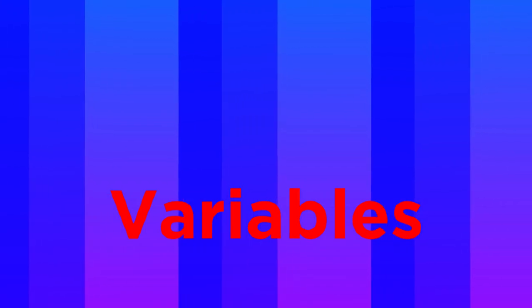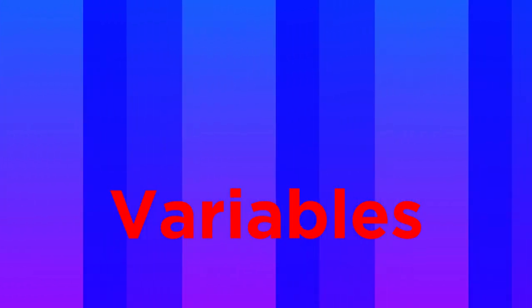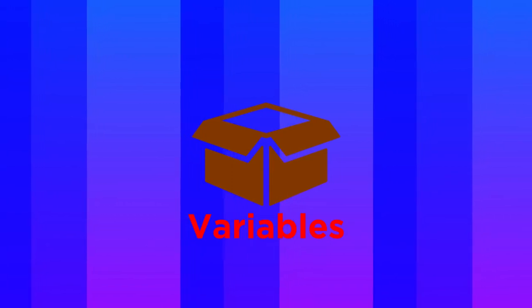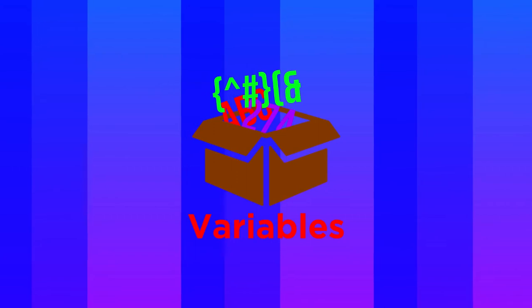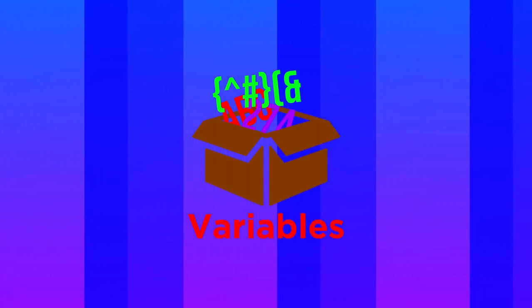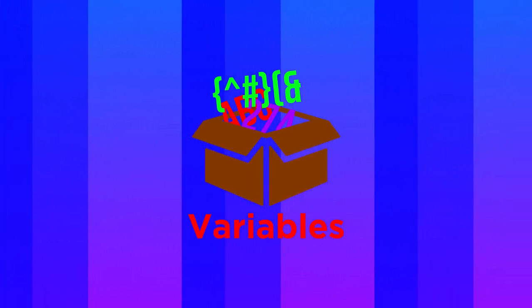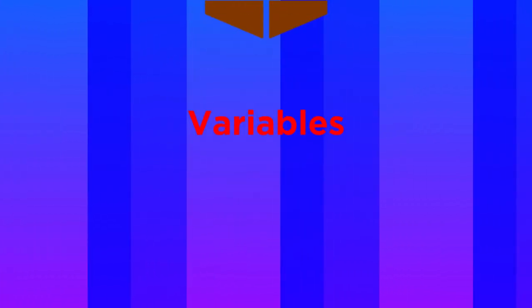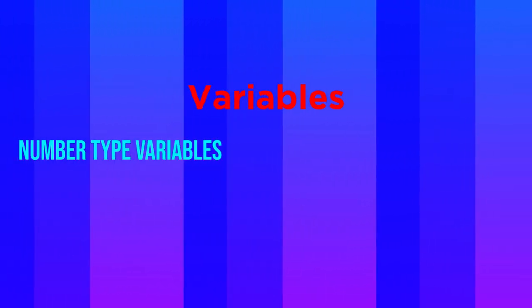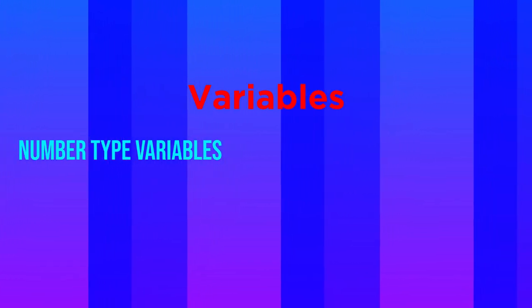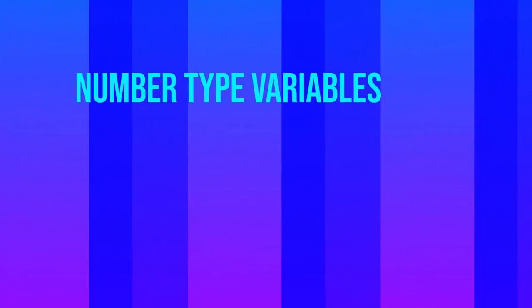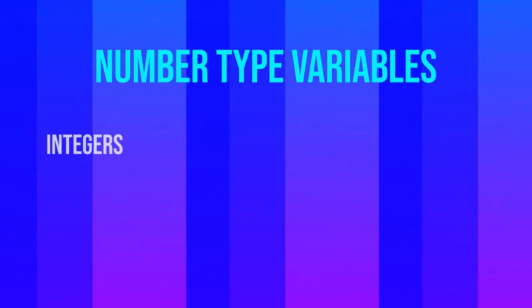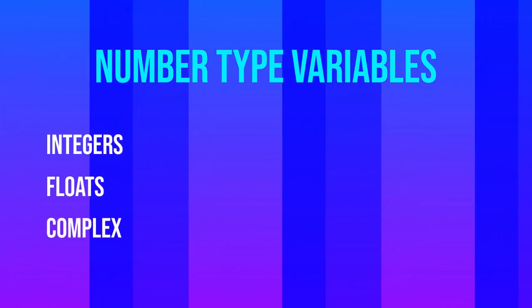Okay, as an introduction, variables are an essential subject in all programming languages. Normally, variables can store values. It can be a number, text, or anything you can store in software. In Python, there are two categories of variables. The first category is number type variables, and today we are going to do number type variables. Inside the number type variable, there are integers, floats, and complex type variables.